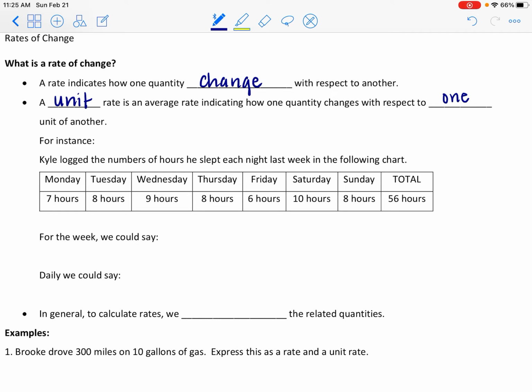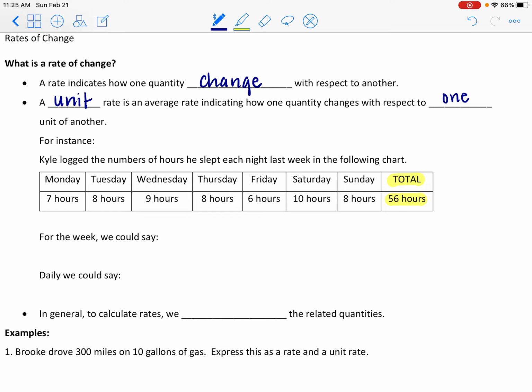So Kyle logged the number of hours he slept each night last week in this chart. Monday he slept 7 hours, Tuesday 8, Wednesday 9, and so on. So at the end of the week, there was a total of 56 hours that he had slept. There's a couple of different ways we could describe a rate for this situation.